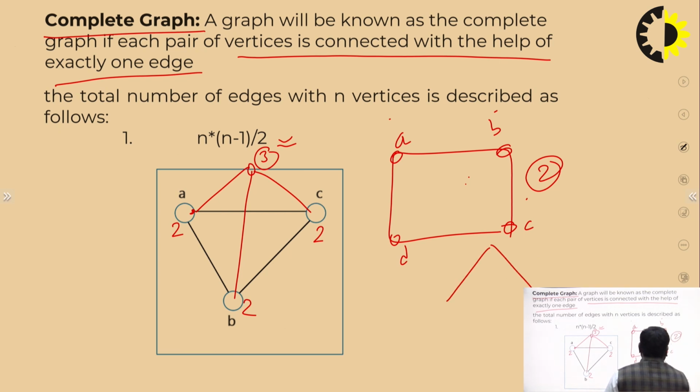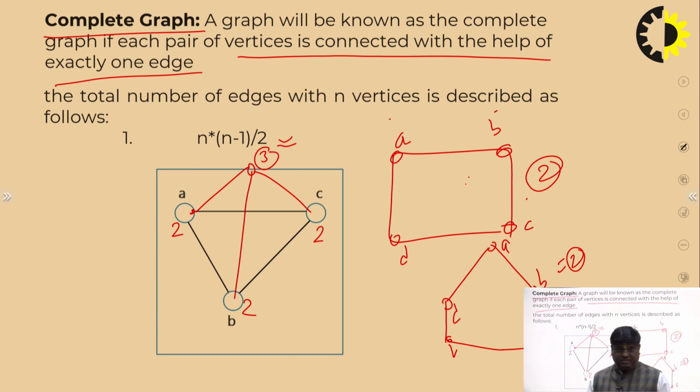For example, this graph is also known as the regular graph because the degree of all nodes is 2. All complete graphs are regular graphs because in a complete graph the degree of all nodes is equal, but all regular graphs are not complete graphs. That is a very important concept.